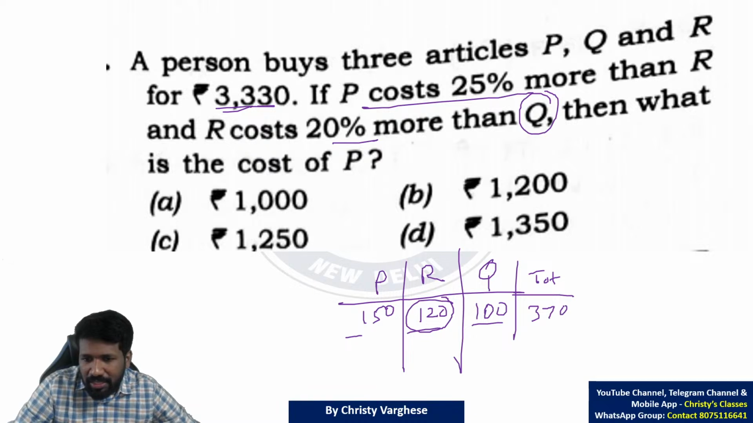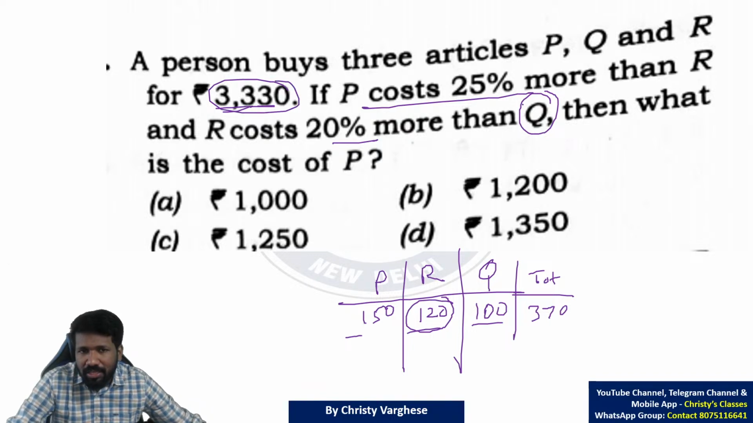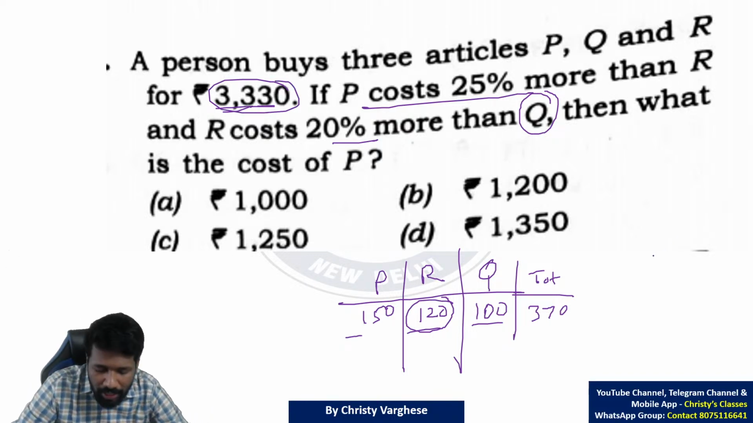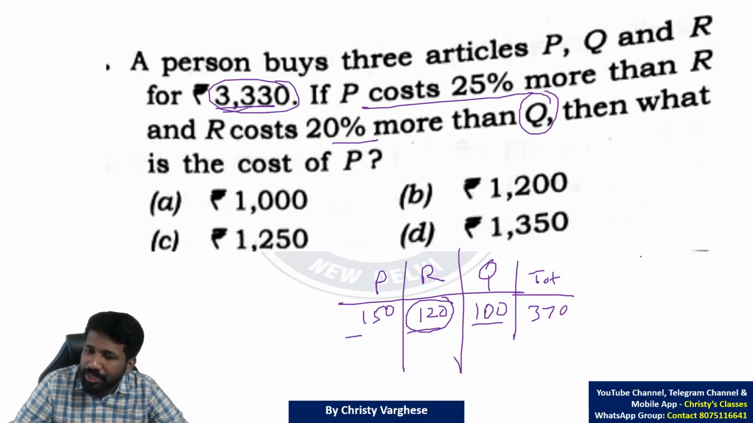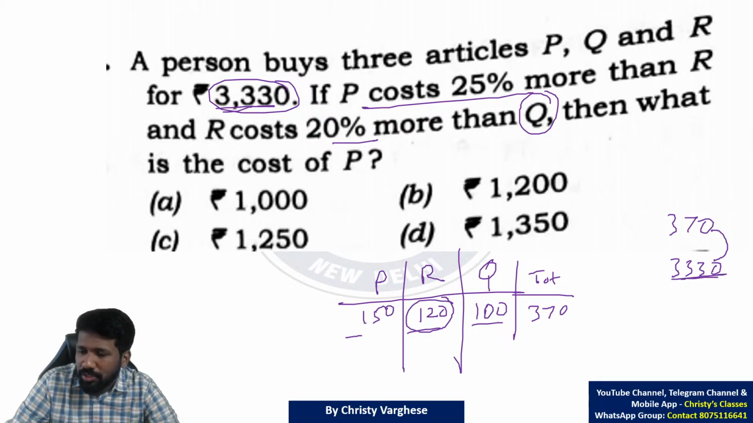370 will be the sum. But the question didn't say the sum is 370. The sum is 3330. Yeah, that is how the taking example method will help you here. We are getting 370, but we should get 3330. So you have to know 370 into what is 3330?